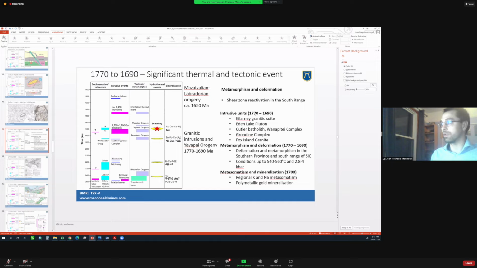Something else as well that is challenging is that part of the southern province is now remobilized within the Grenville orogeny, and we're missing part of the answer as well, because the Grenvillian metamorphism and the transposition of part of the units may have cut off some of the heat driver of the system inside the southern province.